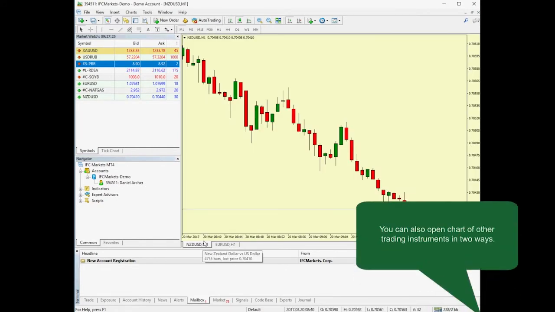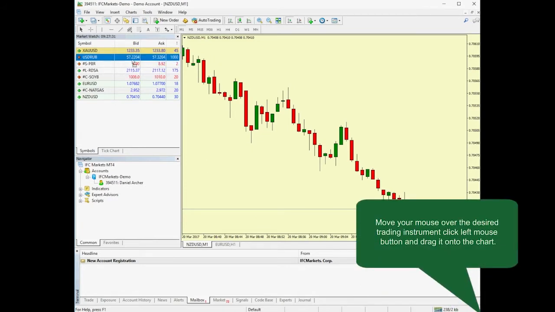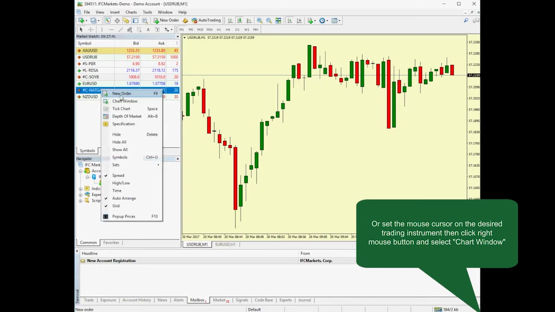New trading instruments can be added to the chart window in two ways. You can either click and drag an instrument from the MarketWatch panel to the chart, or you can click the right mouse button on an instrument in MarketWatch and choose chart window.